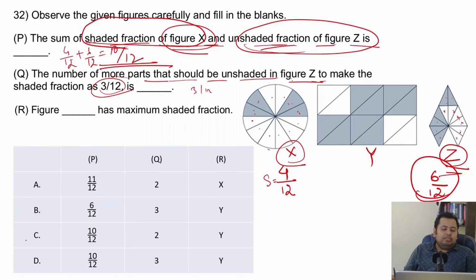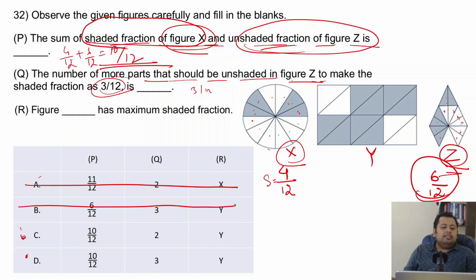So we now know the option can either be C or D. A and B cannot be the answer because the option given for P is wrong. Let's now go to Q. The number of more parts that should be unshaded in Z.